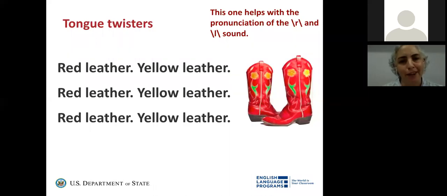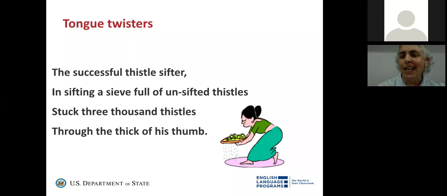My next tongue twister is the successful thistle sifter. Has anyone here heard of this tongue twister before? I'm guessing probably not. Yeah, we're getting no's. I remember before I saw your presentation, I had never heard this one. Yeah, no, it's not a well-known tongue twister. I did not choose this tongue twister because I liked it. I think it's kind of a strange tongue twister. I chose it because it contrasts 2 sounds that a lot of speakers really struggle with.